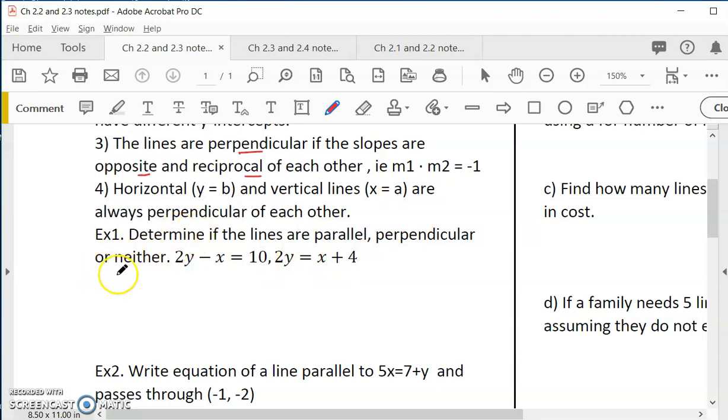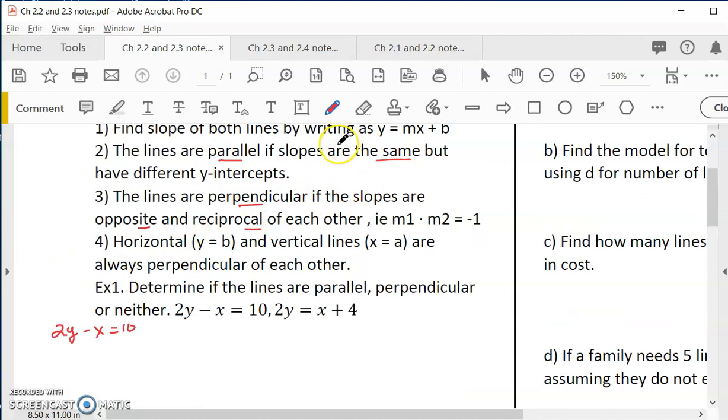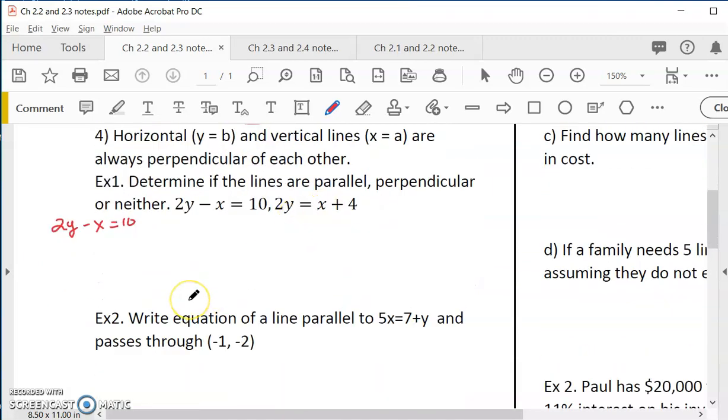So we would use the step and try to write them in slope-intercept form. So 2y minus x equal to 10. I want to write it as y equal to mx plus b, slope-intercept form. So I want y equals. That means I need to get rid of the x. So 2y equal to 10 plus x, getting rid of it by adding x on both sides. And then getting rid of the 2, so divide every term by 2. So I have y equal to x over 2 first, plus 5.